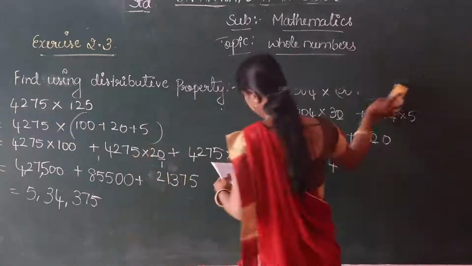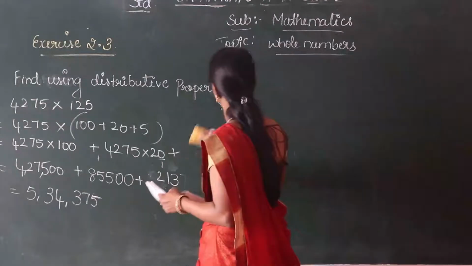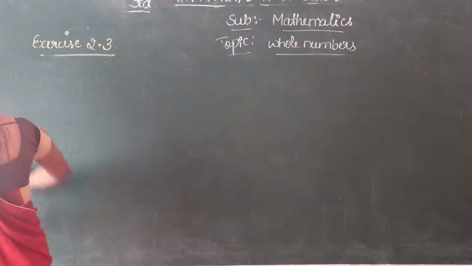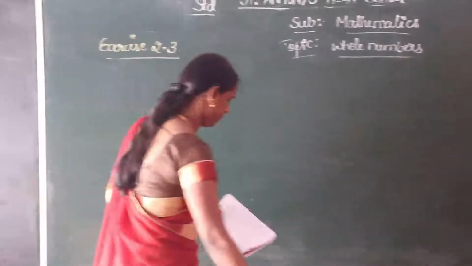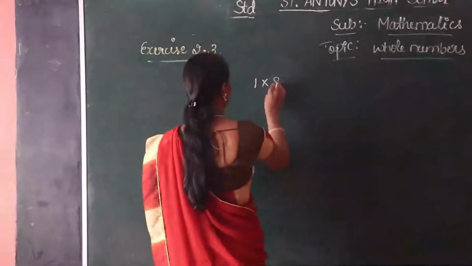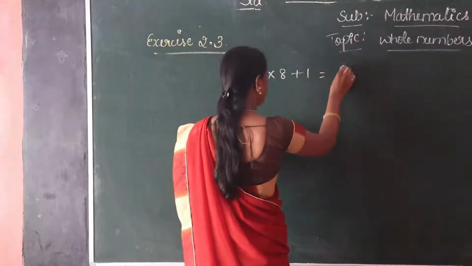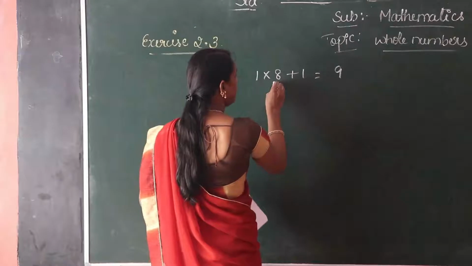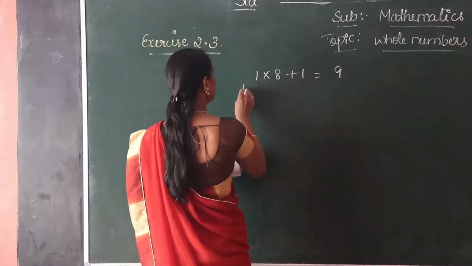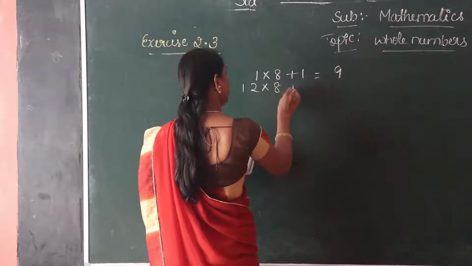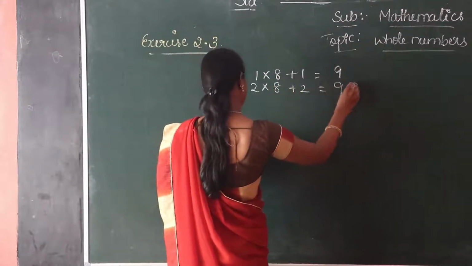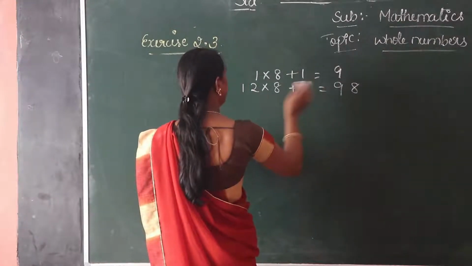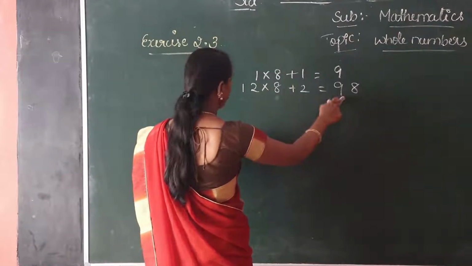So last, studying these patterns. Write in the middle page of your horizontal book. This is a pattern I will write. See children, 1 into 8 plus 1 you get 9. Is it right? 1 8 is 8 plus 1 you get 9. Like that, 12 into 8 plus 2 you get 98. How? 12 8s are 96 plus 2 you get 98.